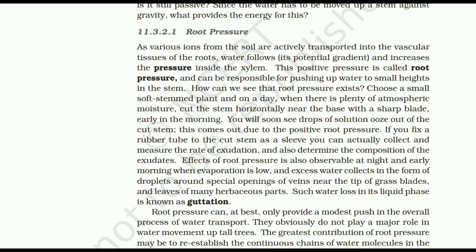Choose a small soft-stemmed plant on a day when there is plenty of atmospheric moisture, and cut the stem horizontally near the base with a sharp blade. In the morning, you will see drops of solution ooze out of the cut stem. This comes out due to the positive root pressure. If you fix a rubber tube to the cut stem as a sleeve, you can actually collect and measure the rate of exudation and also determine the composition of the exudates.